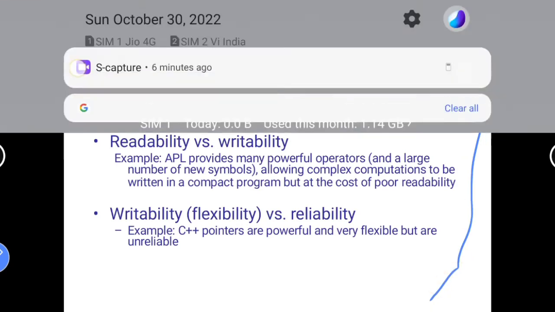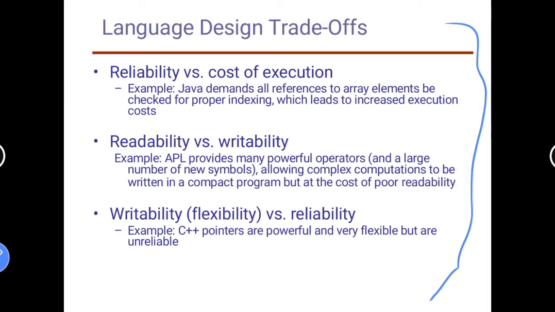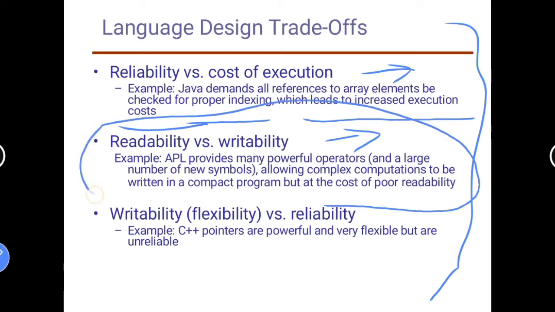Now come to the language design trade-offs. When you design a programming language, what type of trade-offs are you going to face? Reliability versus cost of execution. Example: Java demands that all references to array elements be checked for proper indexing, which leads to increased execution cost. Readability versus writability. Example: APL provides many powerful operators and a large number of new symbols, allowing complex computation to be written in a compact program, but the cost is poor readability. So APL provides better writability and computational skills, but its readability is too low. Now writability: flexibility versus reliability. Example: C++ pointers are powerful and very flexible, but unreliable.